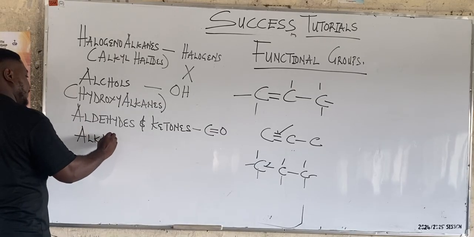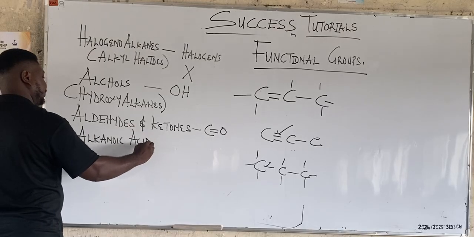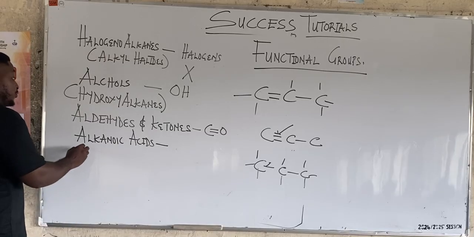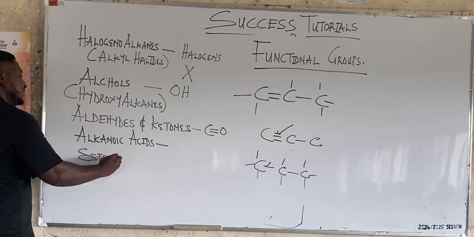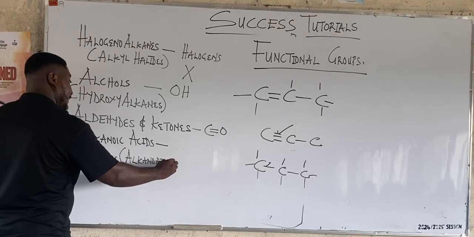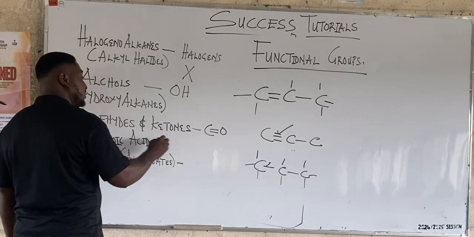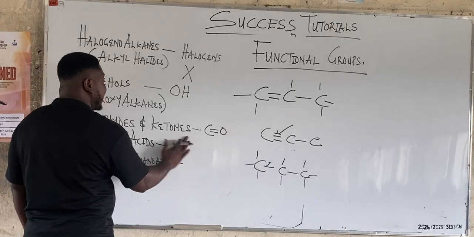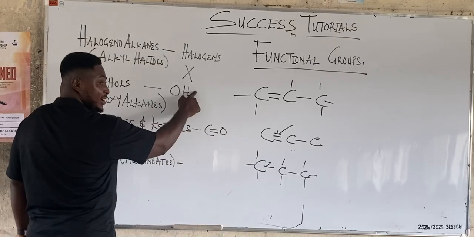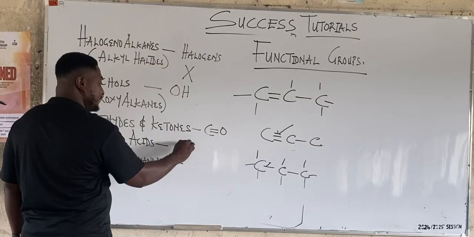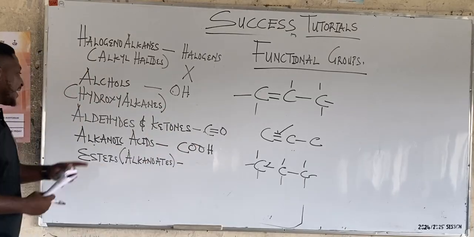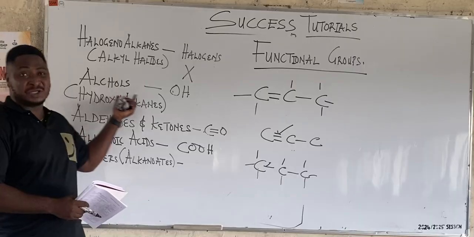After alkanoic acids, we then move to esters. Esters are also called alkanoates. Alkanoic acids, the major functional group is carboxyl. So this alkanoic acid combines these two groups' functional groups. It contains this carbonyl and also this OH. So COOH. It contains these two functional groups together. So alkanoic acid is funny because it contains both the aldehyde functional group and the alcohol functional group.